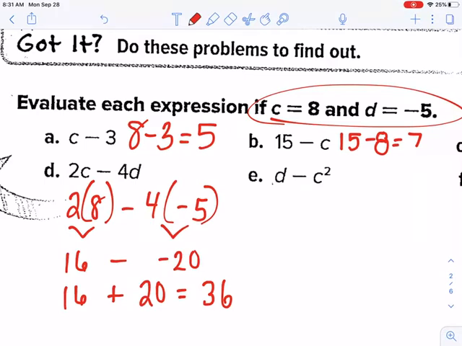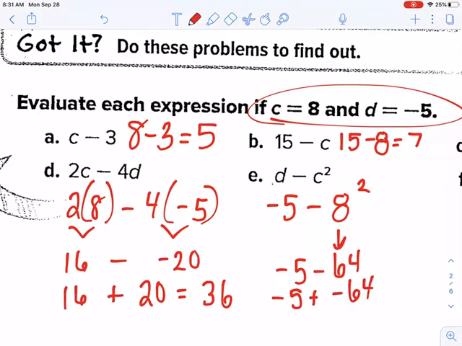Okay, letter E, -5 minus 8 squared. According to order of operations, you do your exponents first. So 8 times 8 is 64. And you have -5 minus 64. We change that to a plus negative, and that gives us -69.